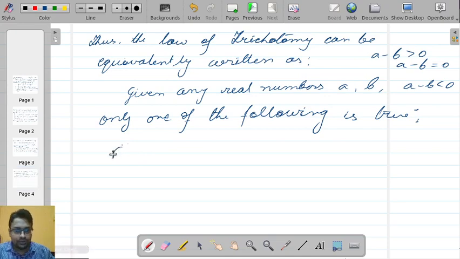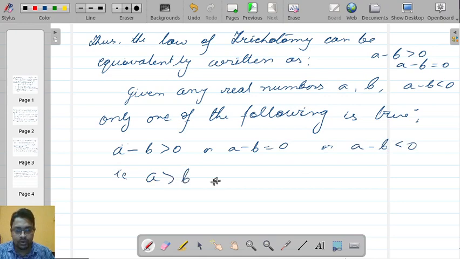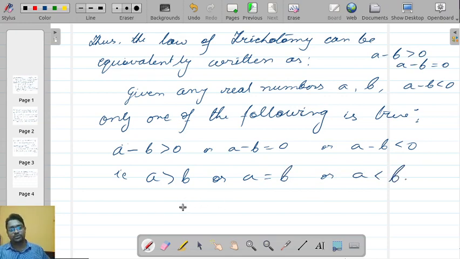Okay, so exactly one of the following is true: A minus B is greater than 0, or A minus B is equal to 0, or A minus B is less than 0. That is, A is greater than B, or A is equal to B, or A is less than B. Out of these three cases, exactly one of them is true. So this is another way of writing the law of trichotomy. This is basically the way which was given in our class 10 school textbooks.